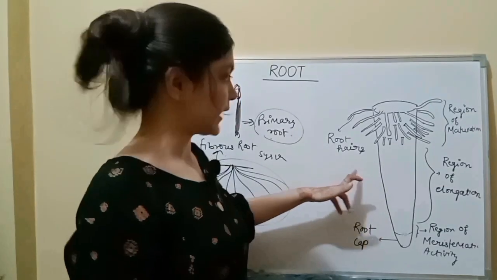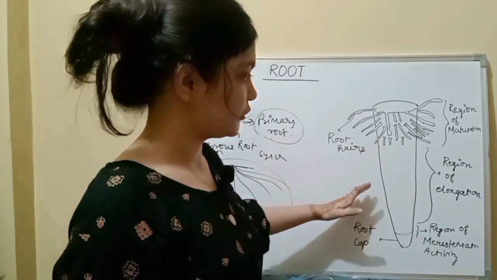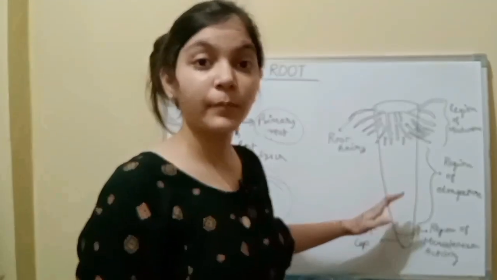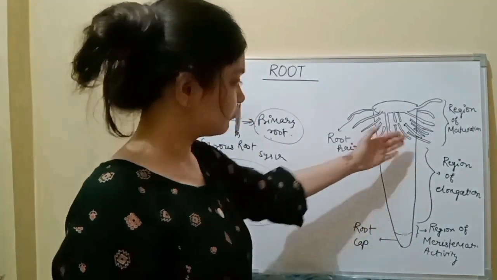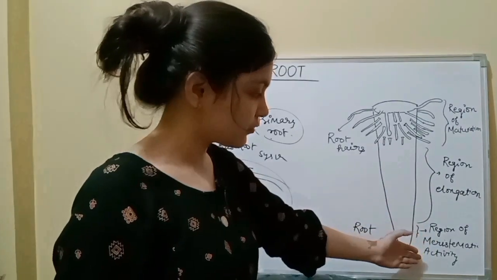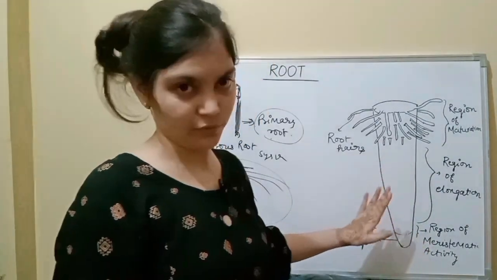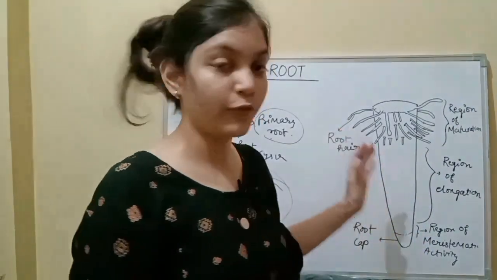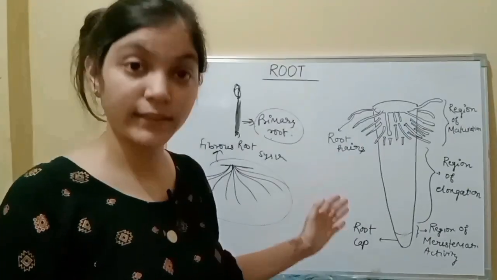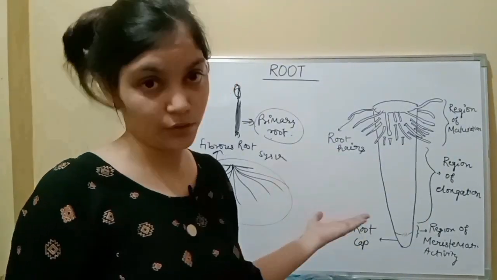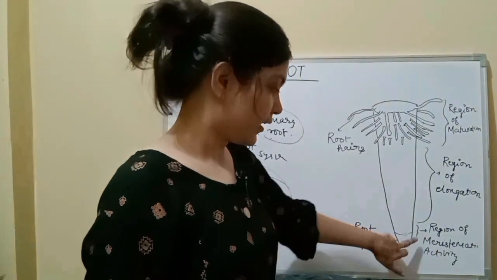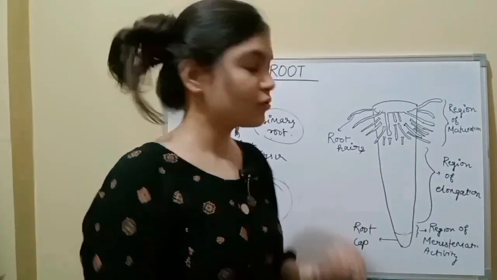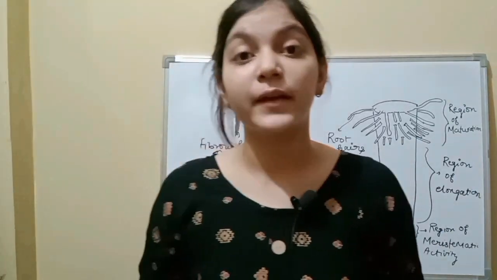Now let's understand this diagram of the root. In this structure of the root, we are explaining the number of zones present within the root. We have four zones within the root, and from these we can easily understand the development of the root. So let's start from the first, the root cap. This portion is the root cap. What is the role of the root cap in the root structure? Let me explain.